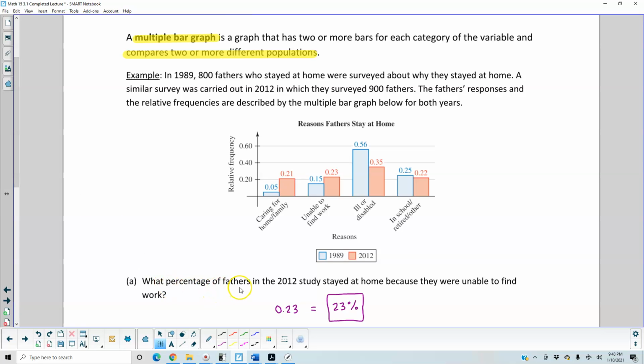What percentage of fathers in the 2012 study stayed at home because they were unable to find work? So if we look at this unable to find work, and 2012 is in this category here, it is 0.23, which is the proportion. We want to turn it into a percentage, so by moving the decimal over two places, it gives us 23%.